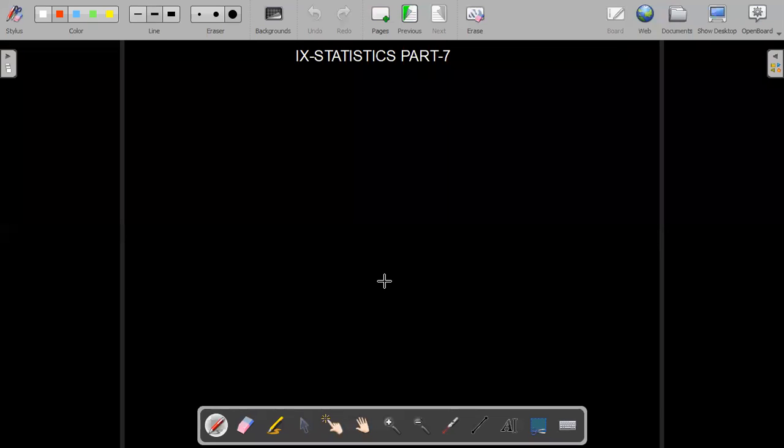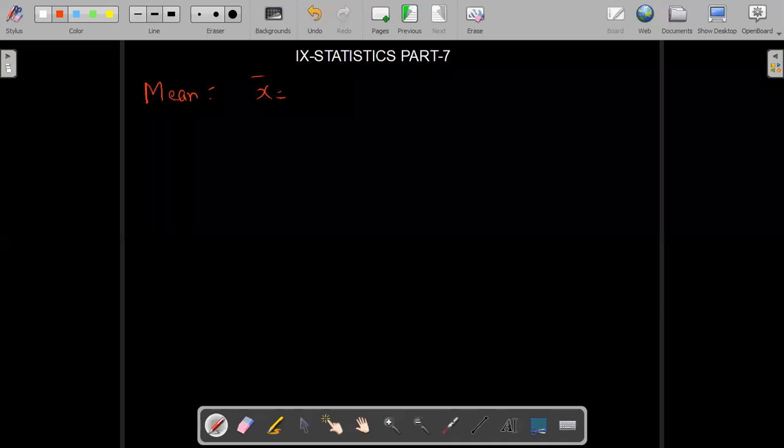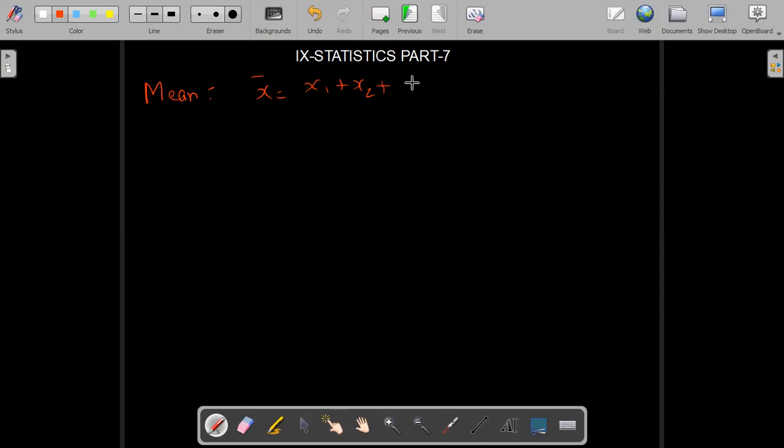Okay, so we have seen the mean. We saw the formula for mean yesterday. Mean has two formulas, and is denoted by x bar. If all the terms are given separately, meaning raw data up to xn, we will add them and divide by the number of observations. This is the summation, so we can write summation xn divided by n.